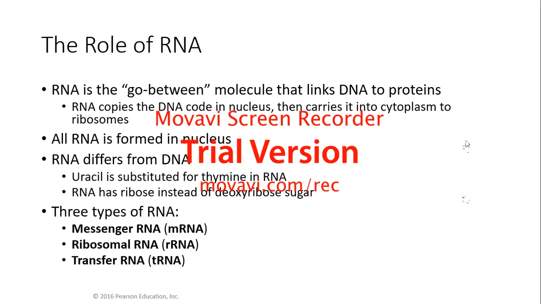And this messenger RNA can leave the nucleus and then go to a ribosome, okay? The ribosomal RNA is going to be a component of the ribosome, okay? So the name tells you what it does. Ribosomal RNA is part of the ribosome, and the ribosome is where protein synthesis occurs, all right? And then tRNA is going to transfer amino acids to the ribosomes, okay?